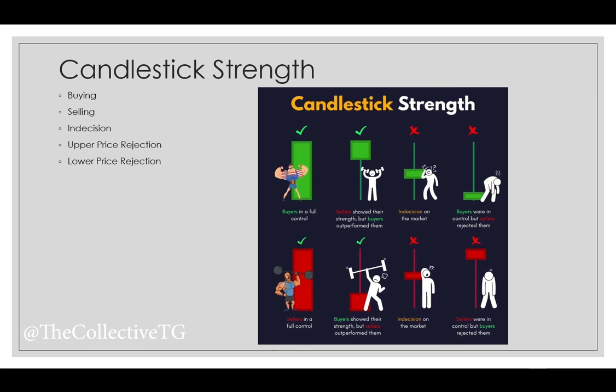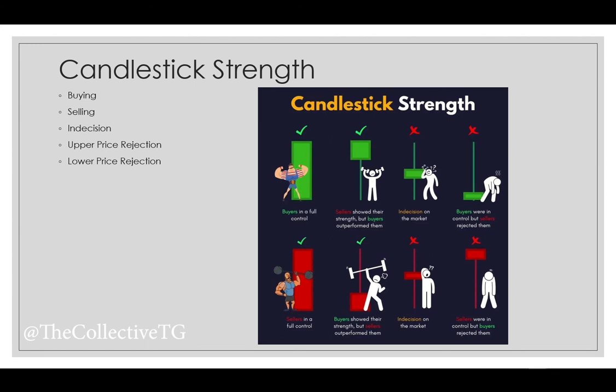So again, this is a reflection of buyers initially being in control, and then the sellers came in and outperformed them, causing the price to go down, creating upper price rejection and creating this type of shape that looks like a hammer that's flipped upside down. And then we just have the same thing in reverse.